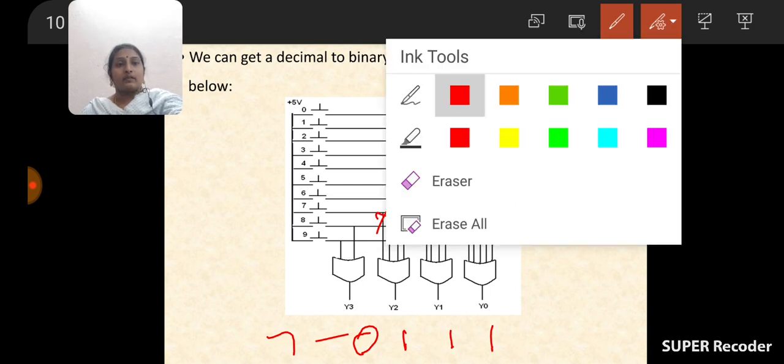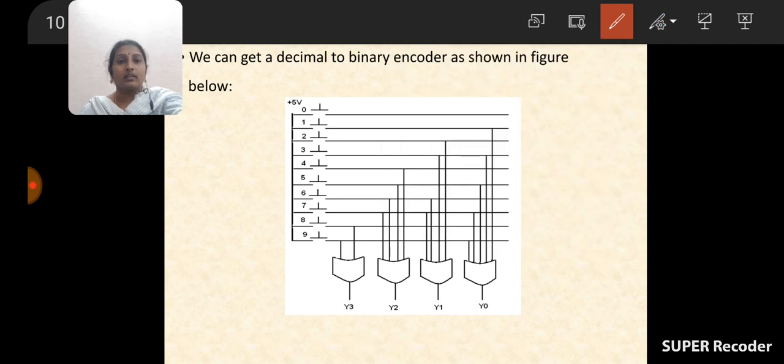Next, the last one, 8. So 8 is connected to Y3 here, and no other gate is connected. Only the Y3 OR gate is connected to 8. No other gates are connected. So only Y3 produces the output, all others are 0, so that it is equal to 1 0 0 0.